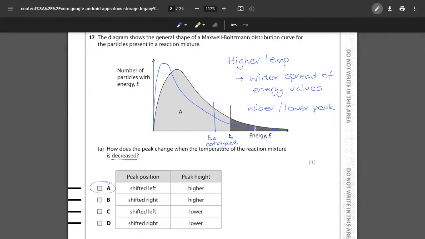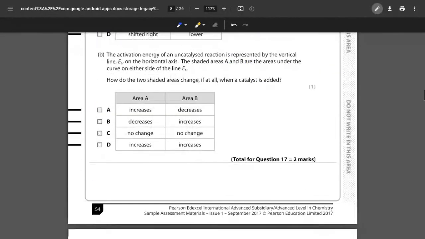And what you can see is now all of this section becomes part of B. So our B section is getting wider, or is increasing, because we have more particles with an energy greater than the activation energy. And if B is increasing, that must mean that A is decreasing. Therefore, our answer is B.